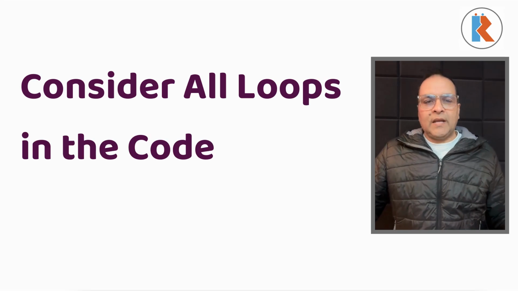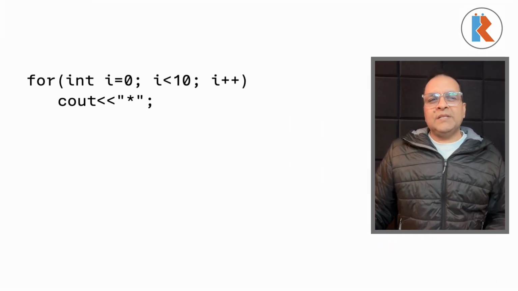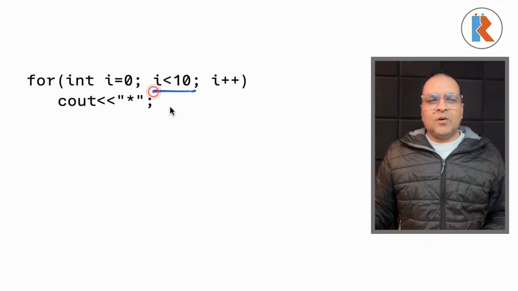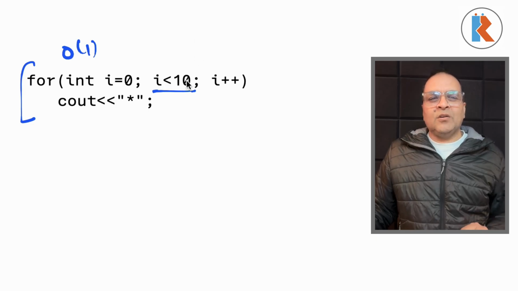The second method to find the time complexity of any piece of code is to consider all the loops in the code. Consider the following examples. We have already seen an example where a for loop is executing a constant number of times. So if a for loop is executing a constant number of times, then the time complexity of this for loop will be constant. It does not matter whether this constant is big or small.